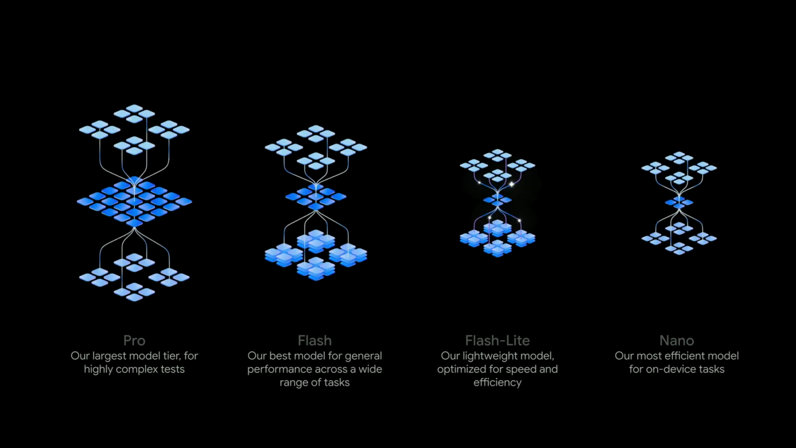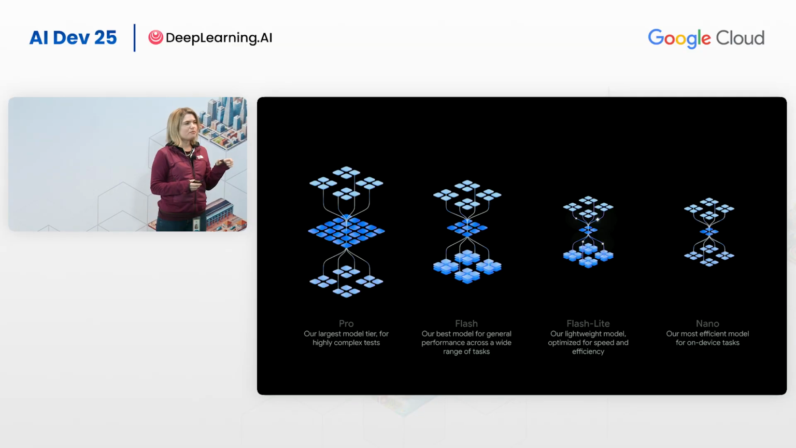Our models come in a broad variety of sizes. Pro is our largest model, and it's also our most generally capable. Flash is the one we see most commonly used in production. Flash Lite is a smaller version of Flash that's super speedy, very lightweight, very cost-effective. And then also Gemini Nano, which is small enough to fit on a Pixel device, as well as to be embedded within the Chrome browser.